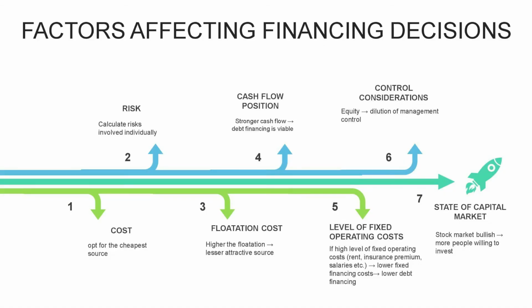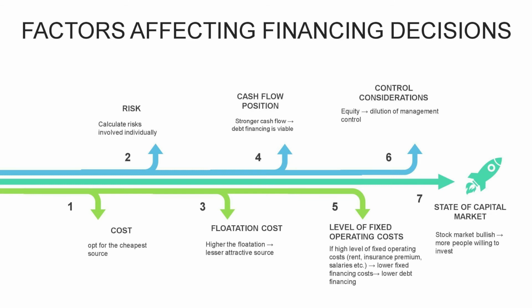Let us quickly look at the factors that affect the financing decisions. First is the cost. The smartest decision for any management in a business organization is to opt for the cheapest source. The risk has to be calculated individually for each component. The flotation cost: the higher the flotation cost, the less attractive is the source of finance. Cash flow positions help to identify how strong or how capable the firm is in repaying the debt component. So obviously, stronger cash flow means that debt financing is a more viable option.